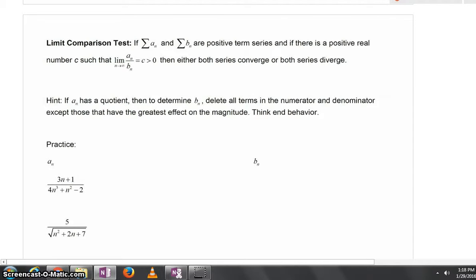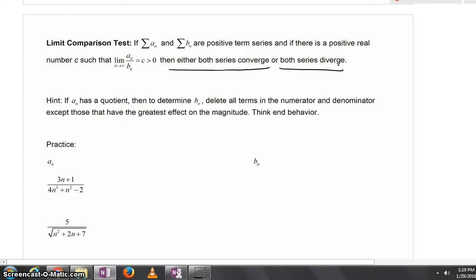Let's say that we have two series, they're positive, and there's a positive real number c such that the limit as n goes to infinity of a sub n over b sub n is a real number c. Of course, it would have to be a positive number if a sub n and b sub n were both positive. If you get some positive number, not 0, it's got to be bigger than 0, then either both series converge or both series diverge. Wonderful. This is called the limit comparison test.